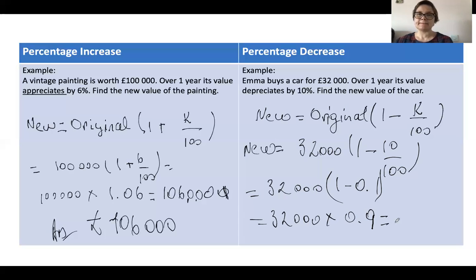And the final answer is going to be 28,800. And the answer is going to be in pounds. As you see, it depreciates from 32,000 to 28,800. And here, as you see, it appreciates, so it grows from 100,000 to 106,000.